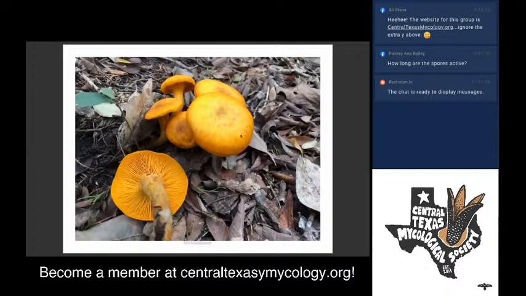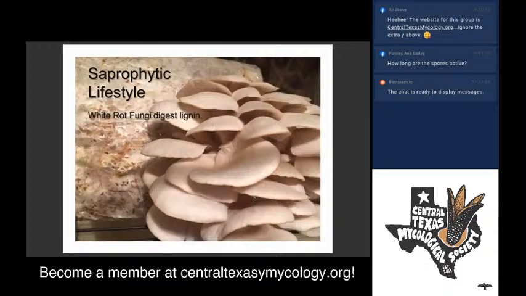All right, and so this is a picture of some mushrooms that are fruiting, some jack-o'-lanterns that I took. We're going to be switching over to fungal ecology. So there are several different kinds of fungi.